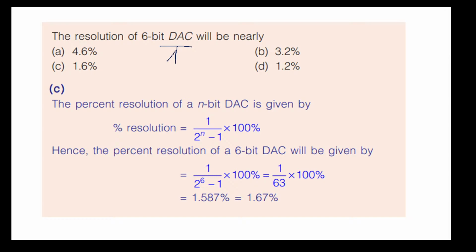Now, let's move on to this. This is a formula that you need to remember. It's a very simple question. It is just asking us what is the resolution of a 6-bit DAC, right? So the percentage resolution of an n-bit DAC is nothing but 1 upon 2 raised to n minus 1, into 100%. Right? Over here it is considering a 6-bit. So we replace the value of n as 6 and then we solve this and we get the answer as 1.587, which is approximately 1.6. So our answer is C.